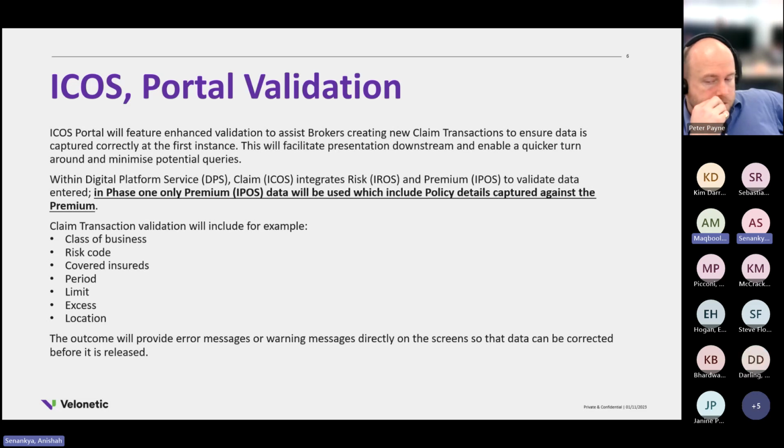So within this portal validation, we would look at the class of business, the risk code, covered insured, period, limits, excess, and the location. And in turn, the outcome will provide either an error message or warning message directly on the screens so that the data can be corrected before the claim transaction is released as well.